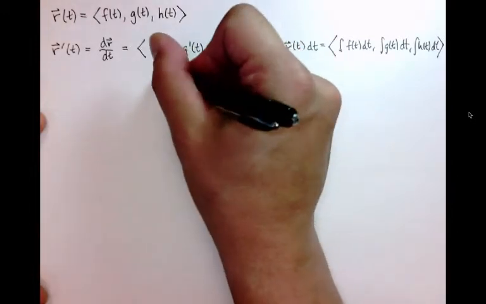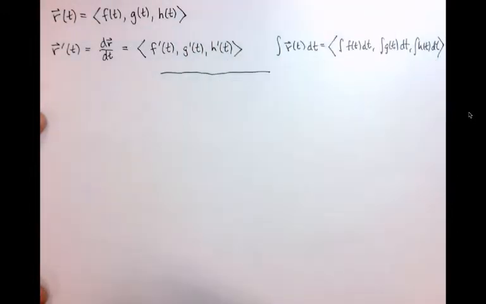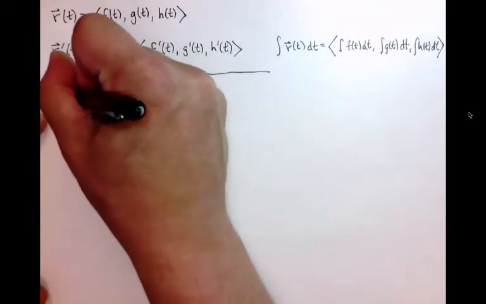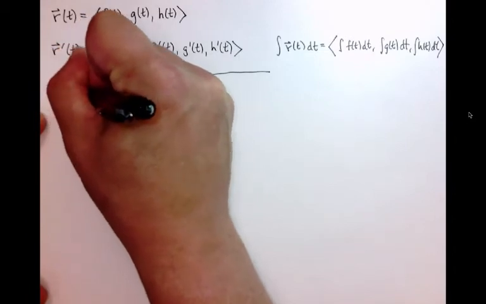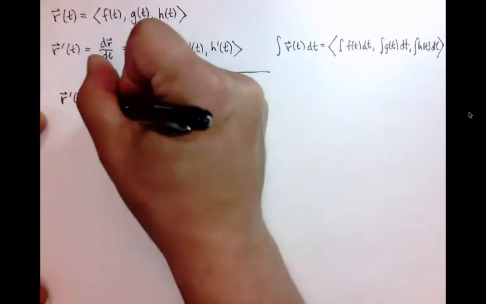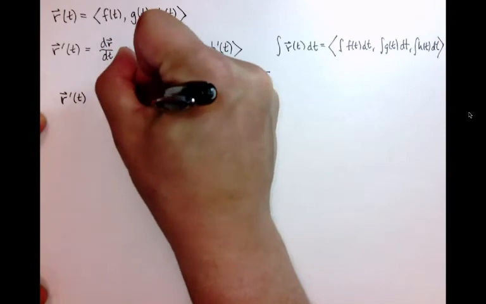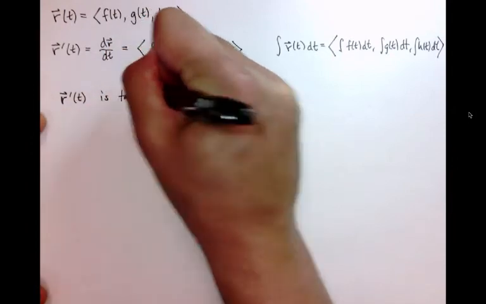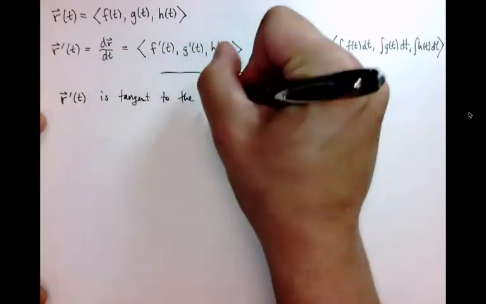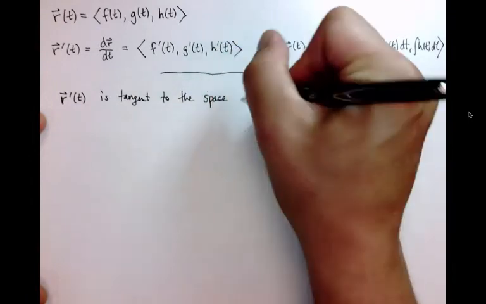Now, r prime in particular has a very interesting geometric interpretation. So r prime is a vector, right? And it's tangent to the curve that's described by r of t.